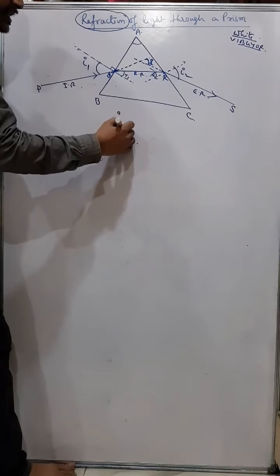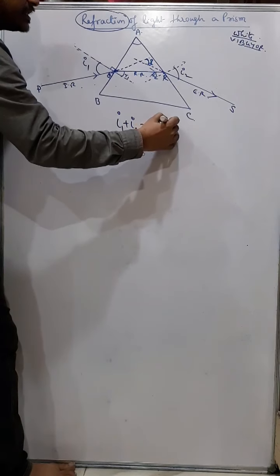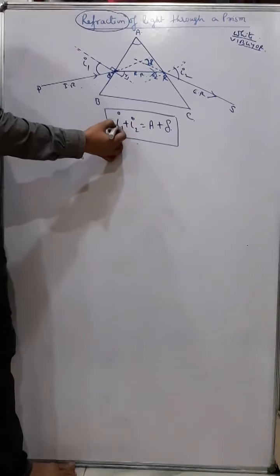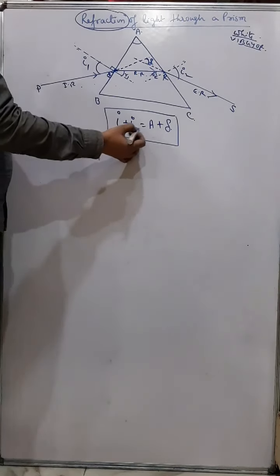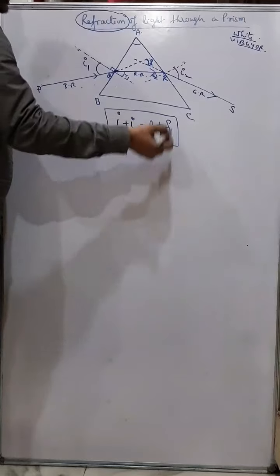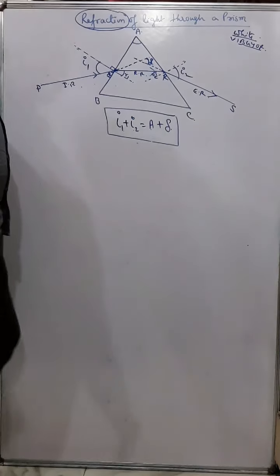The relation is that I1 plus I2 is always A plus delta. So that's the angle of incidence, angle of emergence, that's the angle of prism, and that is the angle of deviation. Okay, these derivations are not required, and nor any numericals are coming from this chapter. So it is for your knowledge.